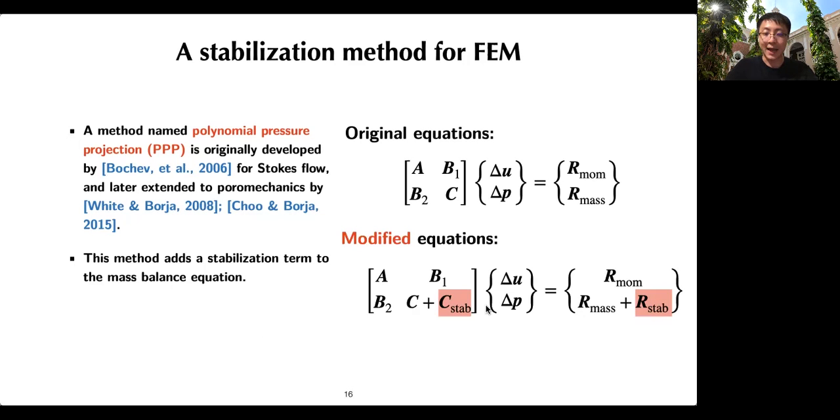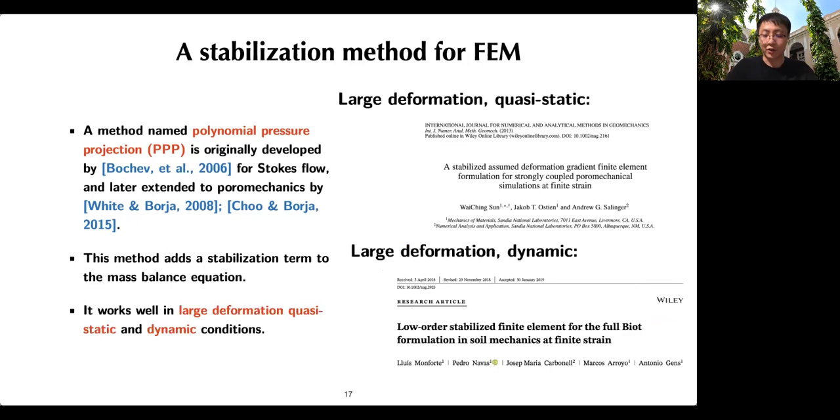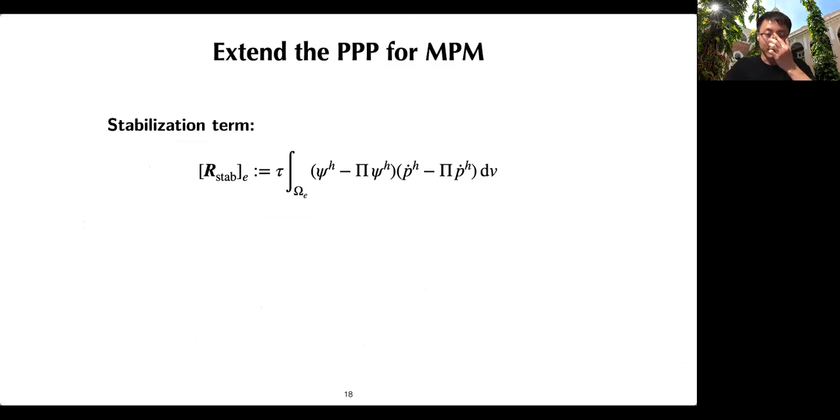An additional term is added to the mass balance equation. Correspondingly, there appears an additional C block here. So this is the mechanism of the PPP method. Notice that this is very easy to implement because there is no need to modify the time-step algorithm. Additionally, it works well in large deformation quasi-static conditions as shown by Sun et al., and also it works well in large deformation dynamic conditions as shown by Monforte et al. So we think about whether it's possible to extend the PPP for MPM.